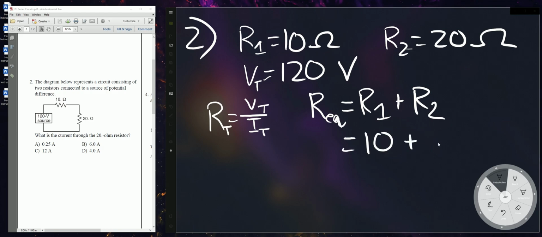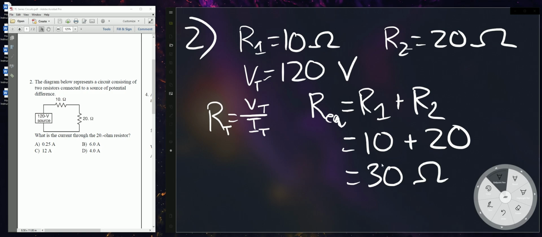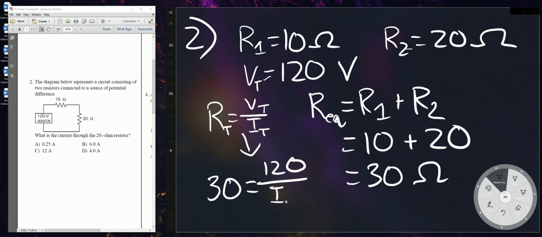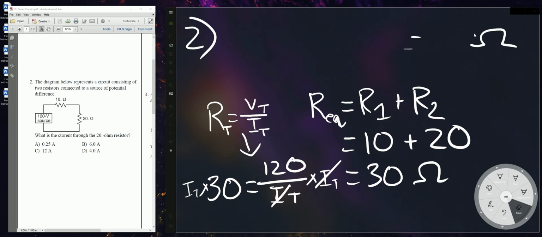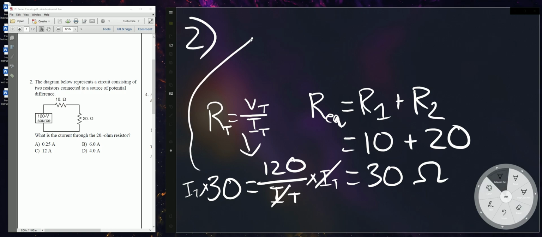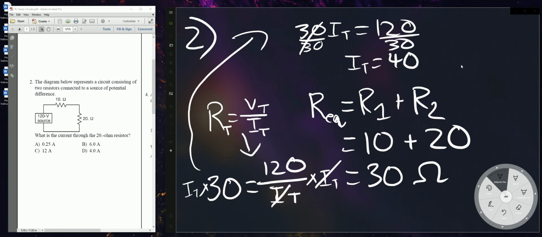Now I get 10 ohms and 20 ohms, so I get 30 ohms. That's my total resistance. Now I can use this formula and plug this in. My total voltage is 120, and I want to solve for my current. I'm going to erase the top part here. So we get 30 times I_T is equal to 120, divided by 30, is equal to 40 amperes.